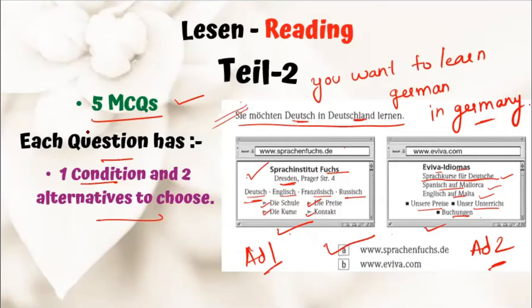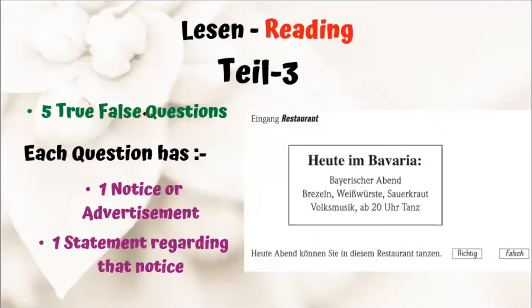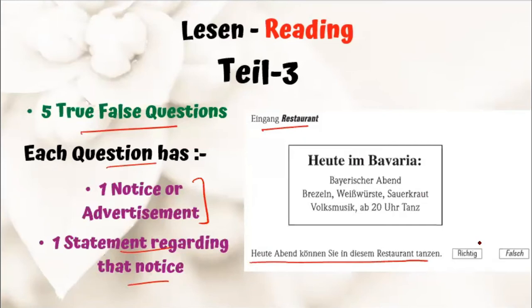Now for tile 3, there are again 5 true and false questions. Each question has one notice or advertisement and one statement regarding that notice. Now, there's one notice, like Eingang restaurant. This is one notice. You have one statement and you have to say whether, according to this, the statement is true or false.